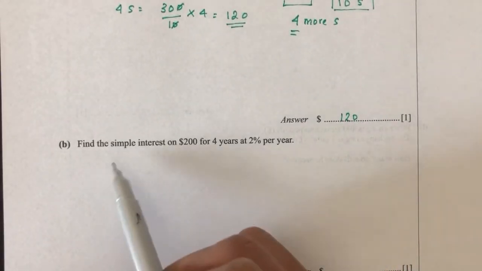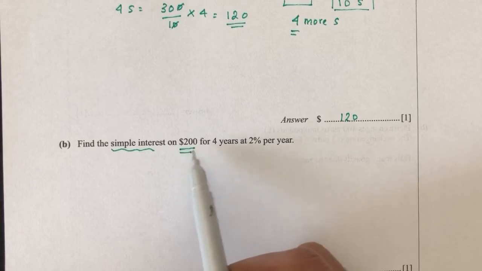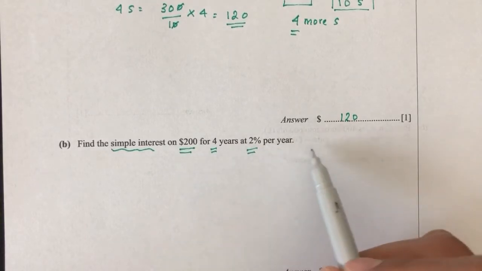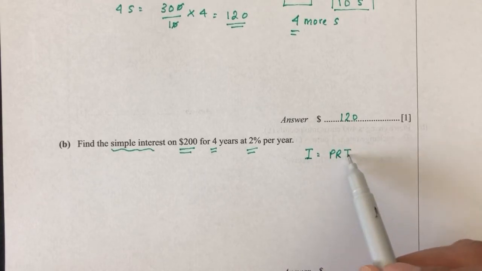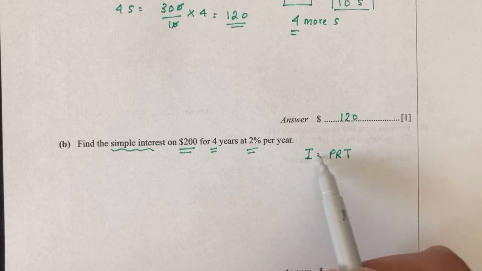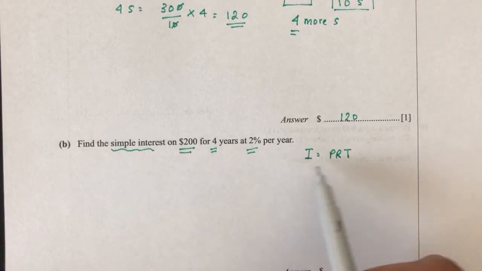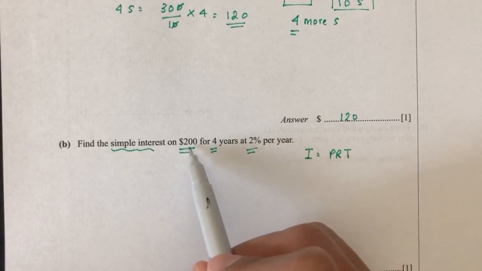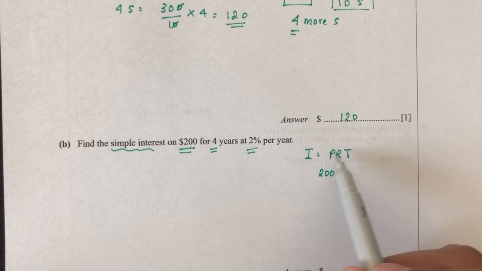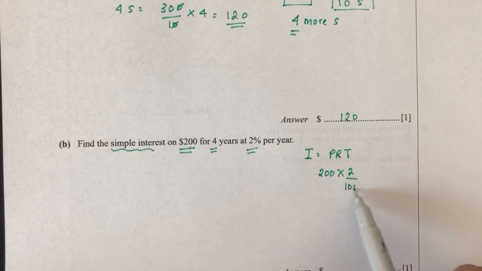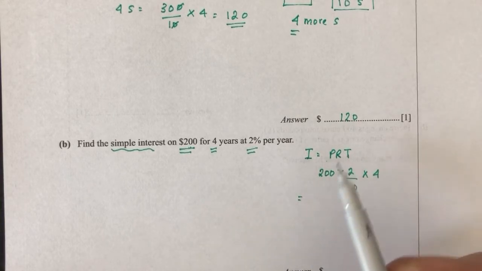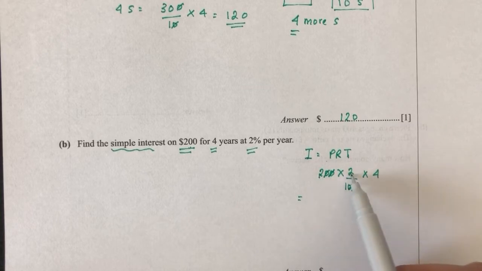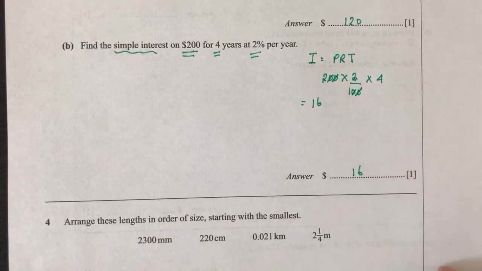Now part B, find the simple interest on $200 for 4 years at 2% per year. Interest I is equal to PRT. You can remember this by using "I am pretty". So I is equal to PRT. Let's replace: P is the investment, $200. R is the rate, 2%. T is the time in years. Now let's simplify. 2 times 2 is 4, 4 times 4 is 16. So your answer will be $16 for part B.